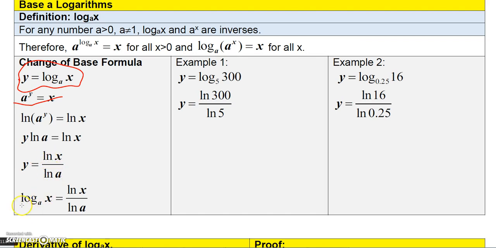But remember, y is equal to the log of x base a. So actually it turns out that you can write the log of x base a as the natural log of x over natural log of a.